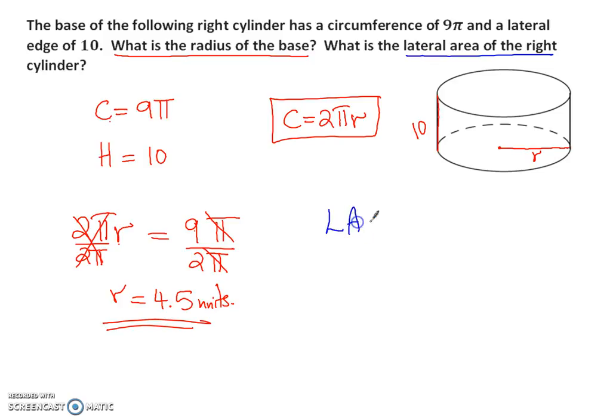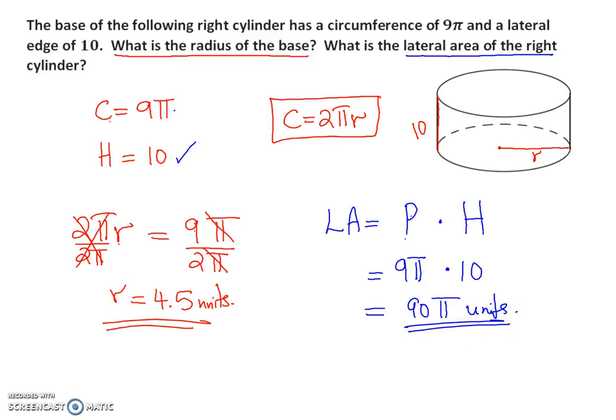That's the first question. Next one, what is the lateral area of the right cylinder? The formula for lateral area is the perimeter of the base times the height of the cylinder. Here the perimeter is the same as the circumference. The word that we use for perimeter, if it's a circle, is circumference. They're both the same, right? So instead of perimeter, we have 9 pi here, times the height, which is the lateral edge, 10. So my answer is 9 times 10, 90 pi units.